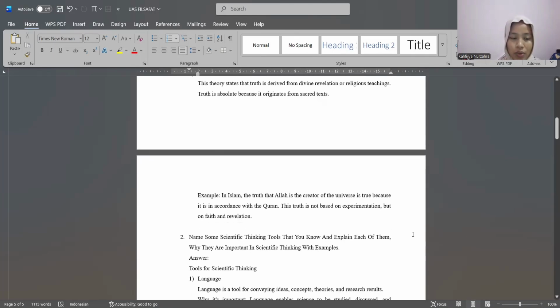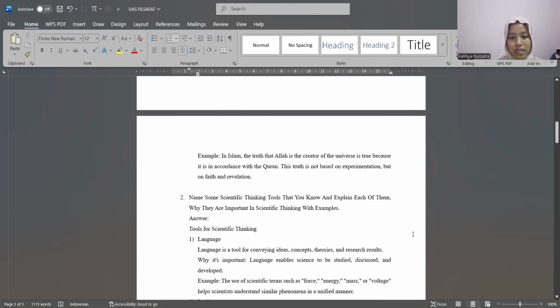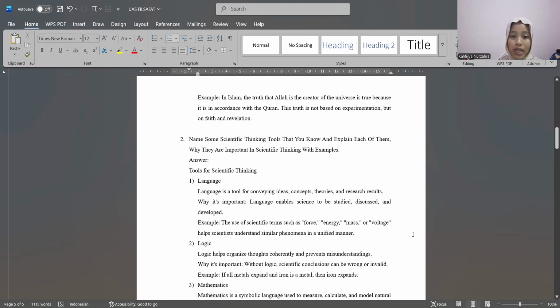Next, I will answer question number 2. Tools for scientific thinking. 1. Language. Language is a tool for conveying ideas, concepts, theories, and research results. Why is it important? Language enables science to be studied, discussed, and developed. Example, the use of scientific terms such as force, energy, mass, or voltage helps scientists understand familiar phenomena in a unified manner.